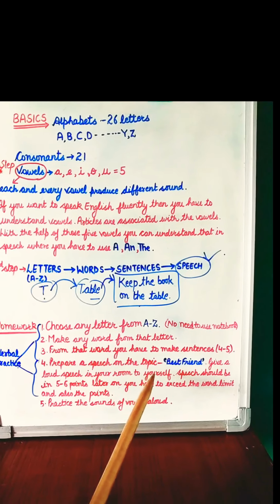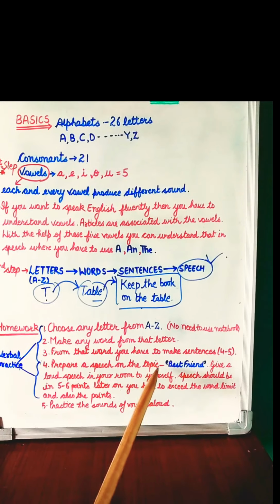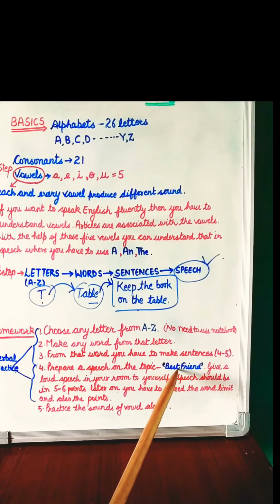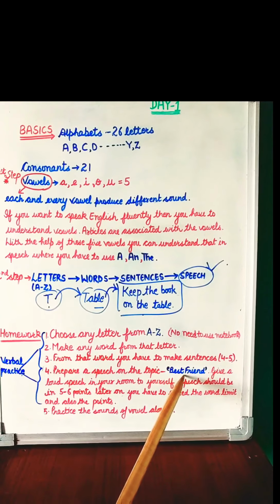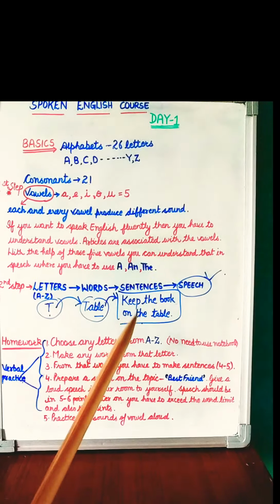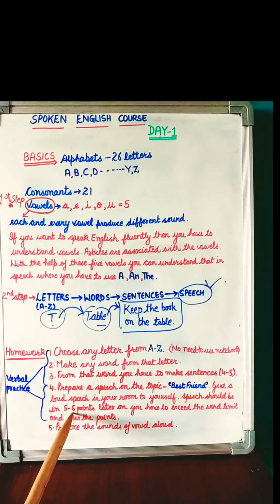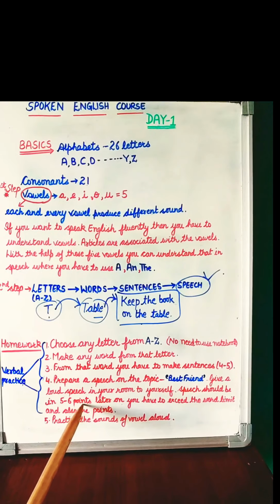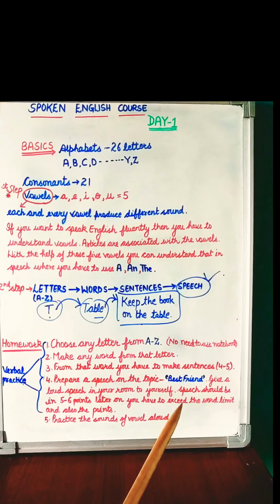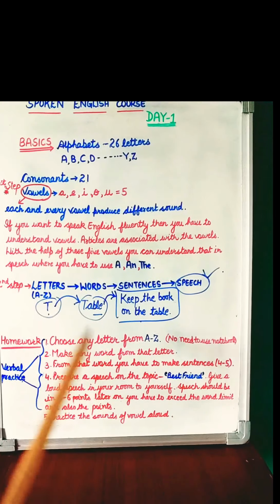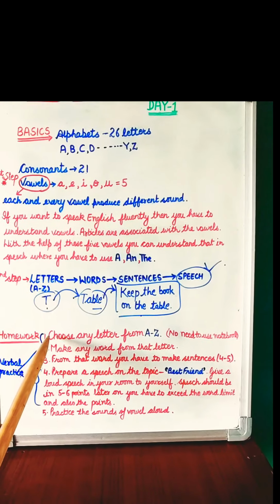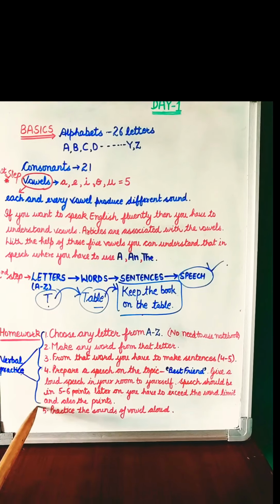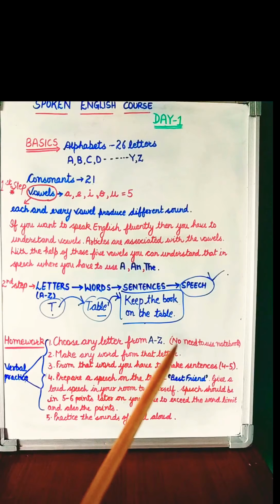Prepare a speech on the topic. You have to prepare a speech on the topic best friend. Firstly, start with 60 words, or if you are in the habit of learning with points, you can make 5 to 6 points, and later on you have to exceed the limit of words and points. These tips, 1, 2, 3, 4 and the 5th one, you all have to do as verbal practice. No need to use any notebooks.